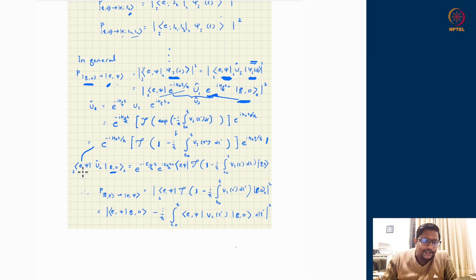These operators will hit the states E psi on the left and G0 on the right. When this exponential hits the bra state on the left, which is E psi, I will get the total excited state energy of the whole system, E and psi put together. This is the free Hamiltonian, H atom plus H field, with no interaction.